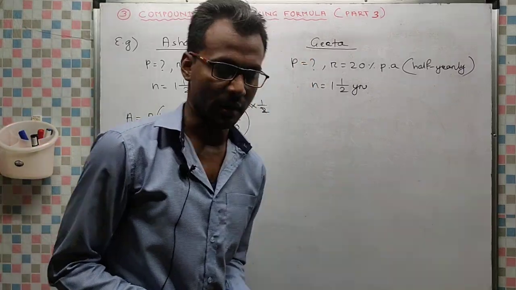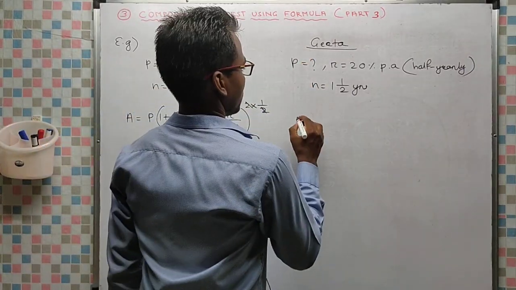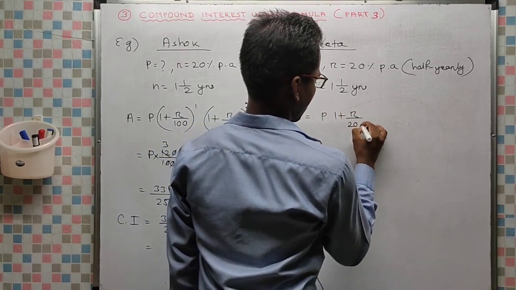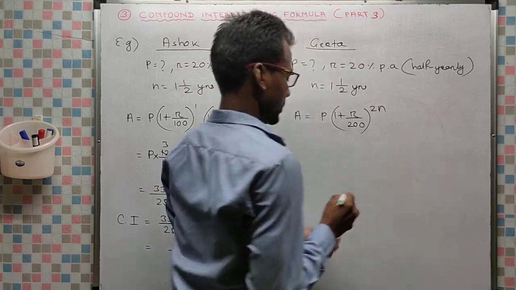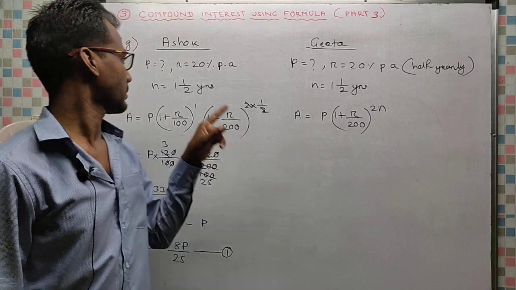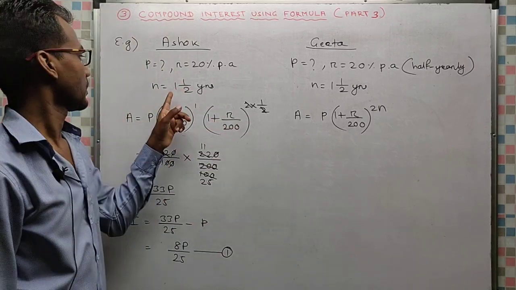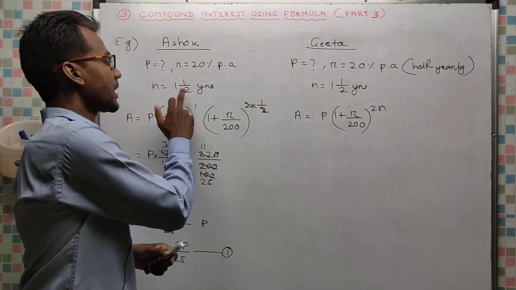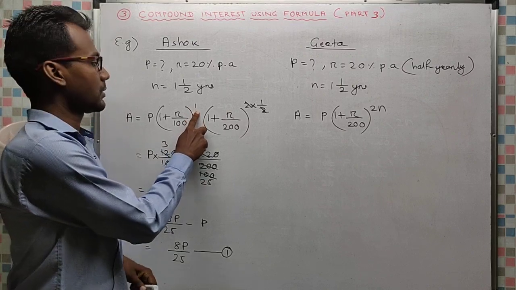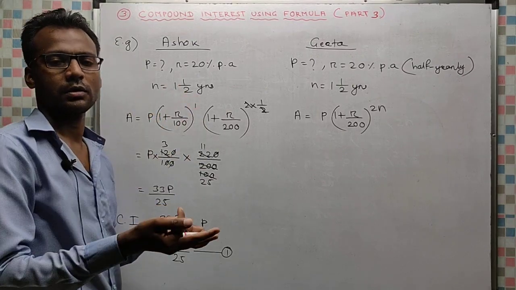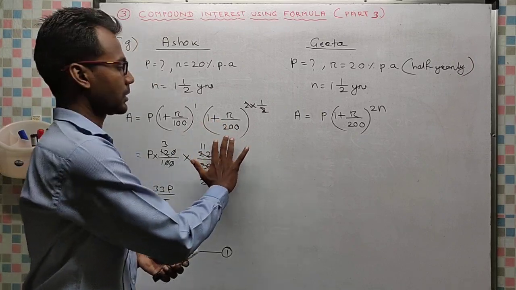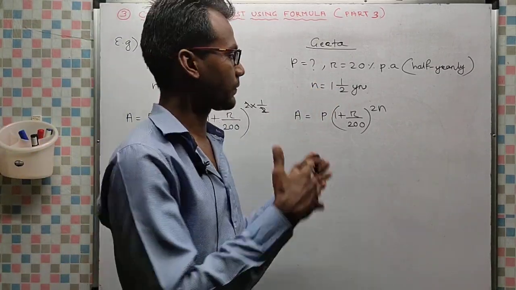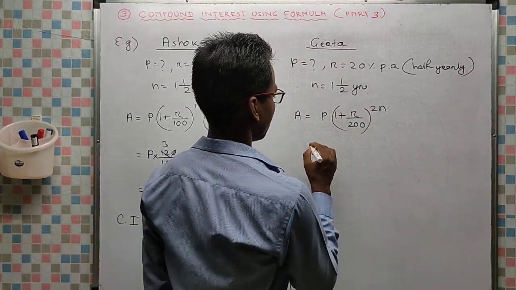Now let us go for Gita. Amount will be P into 1 plus R by 200 power 2n, because hers is half yearly. This was yearly, so part by part we had to do for 1 year and then for half year. Suppose it would be 3.5 years, then we would have put 3 here, first for 3 years using the original formula, then for the remaining half year using 1 plus R by 200 power 1. But this is half yearly, so from the beginning we can use the half yearly formula.